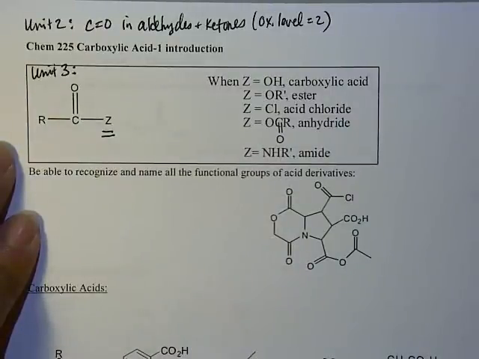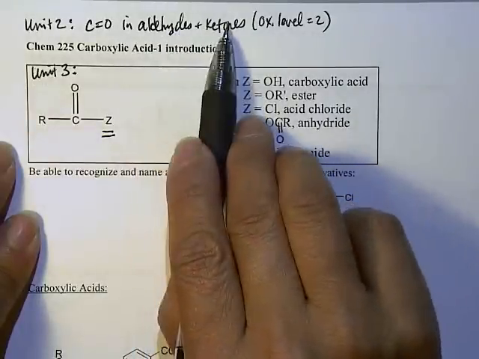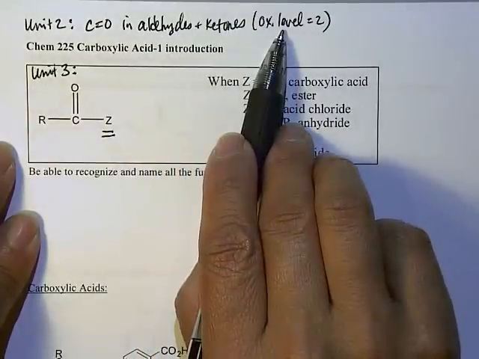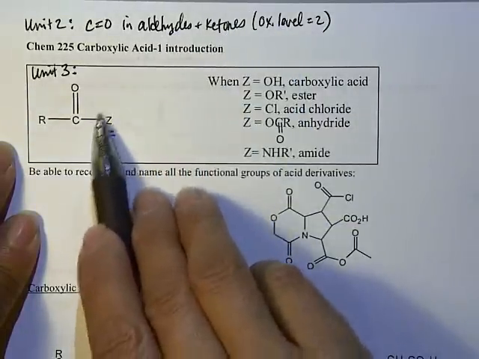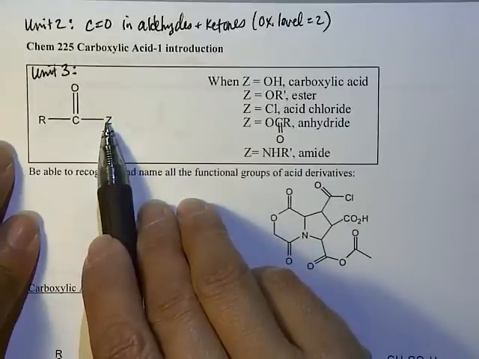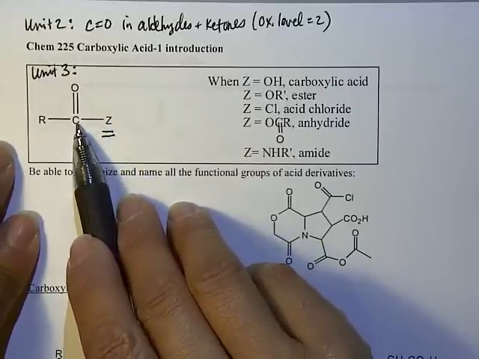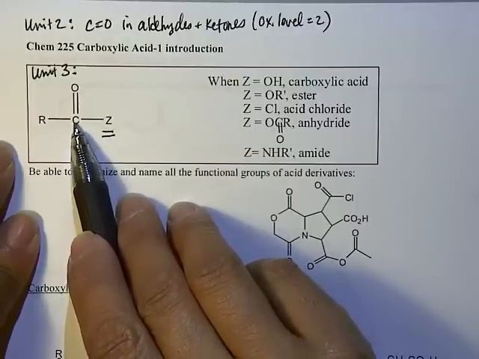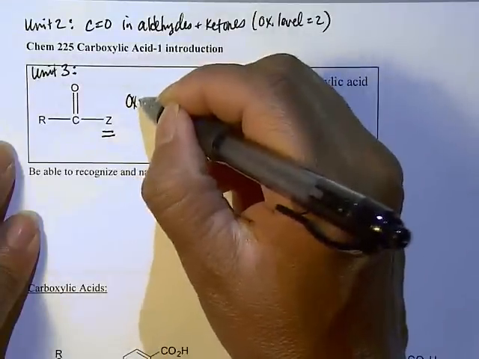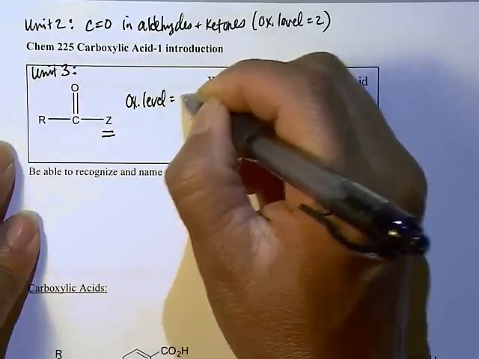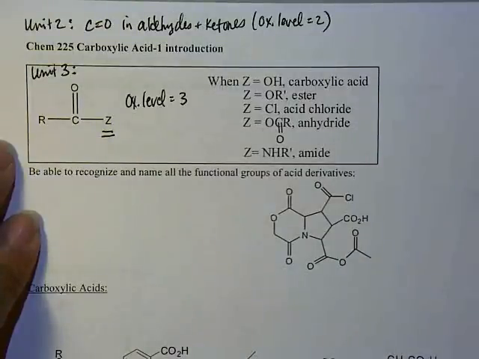In other words, instead of a hydrogen in an aldehyde or a carbon, which gives it oxidation level 2, now I have an electron withdrawing group represented by Z, bonded to the same exact carbonyl. What that does is cause this carbon of the carbonyl to have an oxidation level of 3 rather than 2. So one level higher than aldehydes and ketones.